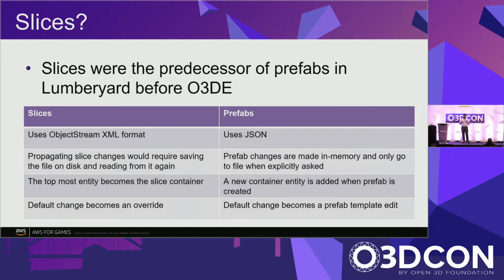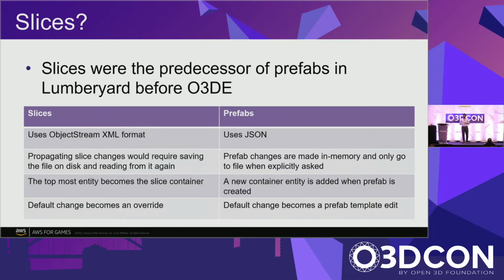Slices, when you propagate changes in slices, you needed to require them to save to disk and then read them from the disk again, which required a lot of input-output operations, and it was resource intensive, whereas prefabs does everything in memory so that you don't need to do this round trip to file and then read it from there again.